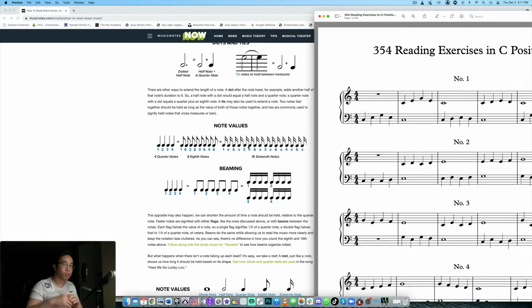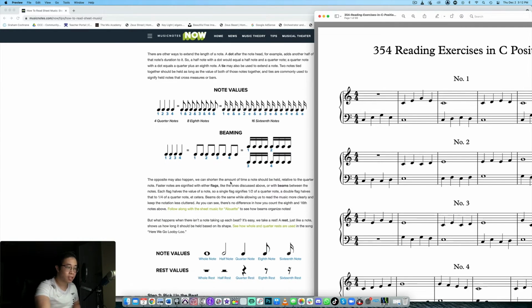So if my quarter notes are going 1, 2, 3, 4, then my 1/8 notes are going to be 1 and 2 and 3 and 4 and, and then the 16ths would be 1 e and a, 2 e and a, 3 e and a, 4 e and a, and that kind of thing. So you can see how when you start to have more lines on the notes, then the faster they go essentially. And that's really important as well.